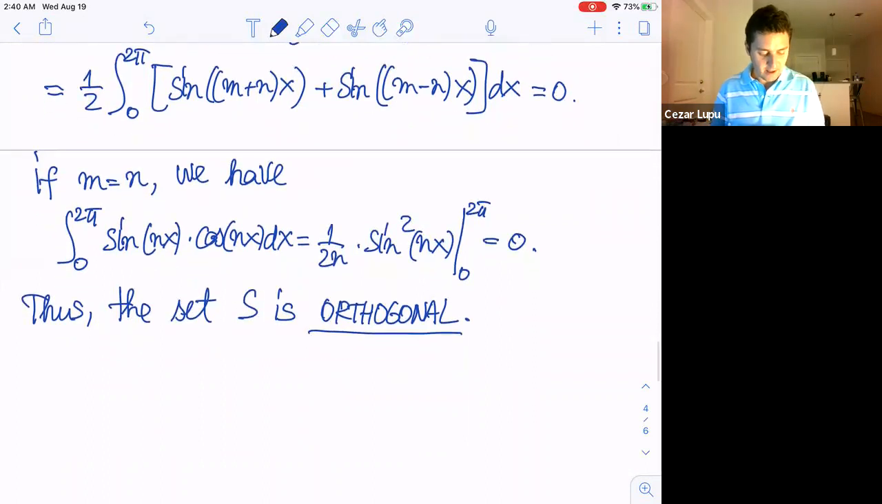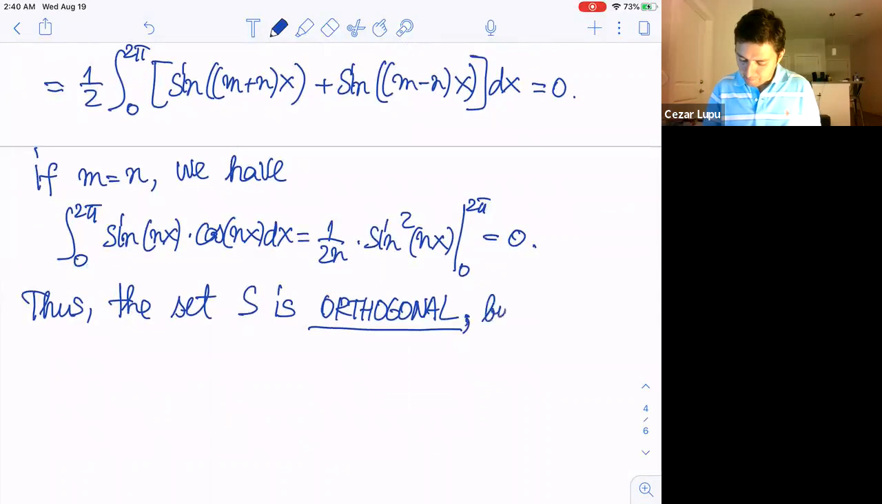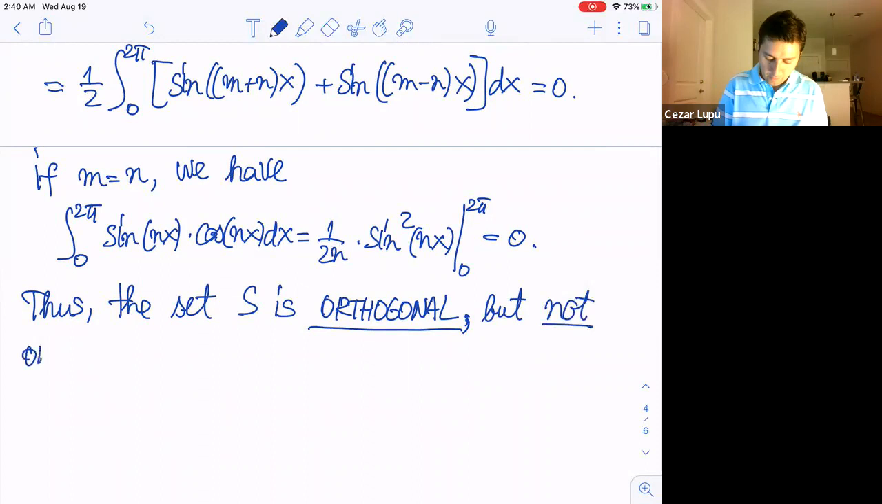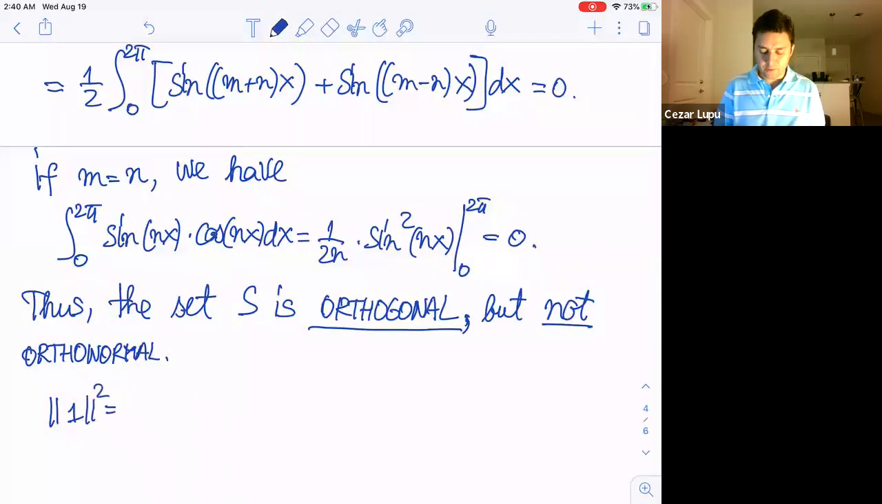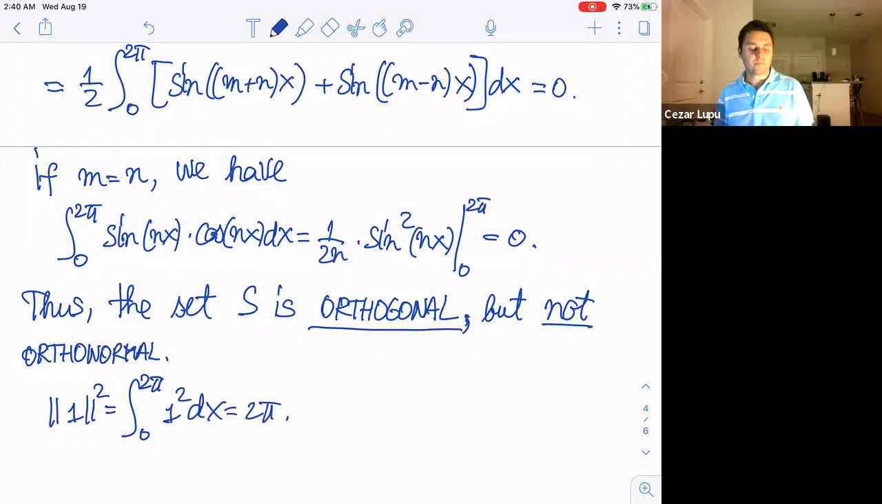Unfortunately, the set is not orthonormal. Well, it's quite clear why. If you look at, let's take only the vector 1, right? And if we square it, this is the integral from 0 to 2 pi of 1 squared dx, which is 2 pi. So this is not 1.